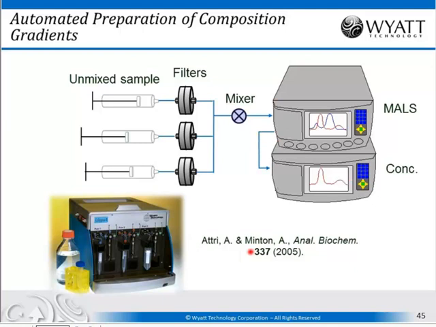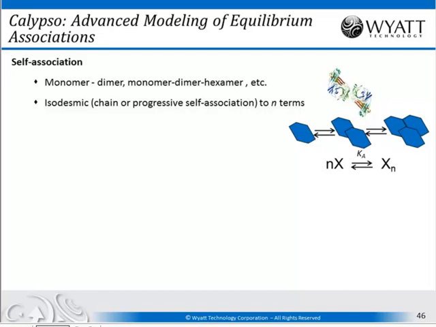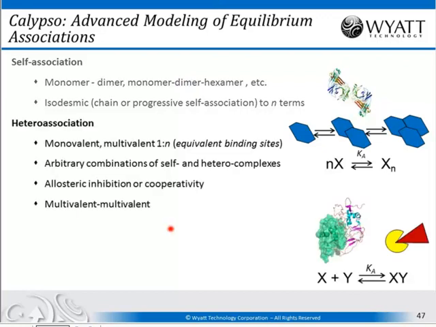And this technique was pioneered by Attri and Minton, described in 2005 in Analytical Biochemistry, and we have since commercialized CG-MALS. To look at a large variety of association schemes, so standard monomer-dimer, but also monomer-dimer-hexamer, monomer-hexamer, oligomer, octamer, isodesmic self-association, which is progressive self-association. Basically, lots of different models can be set up and tested, as well as heteroassociation models, so the standard monovalent 1-to-1 or multivalent 1-to-1, assuming equivalent binding sites.